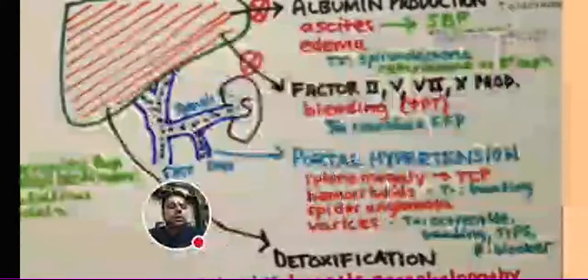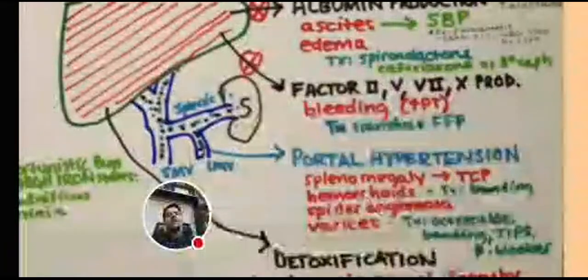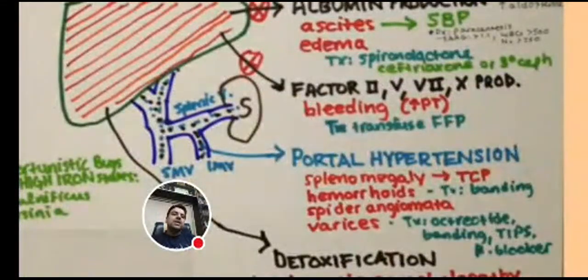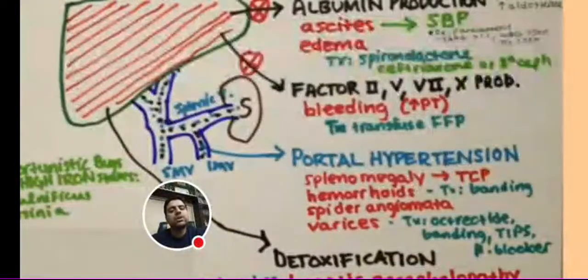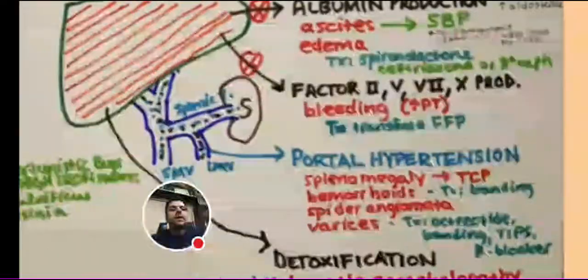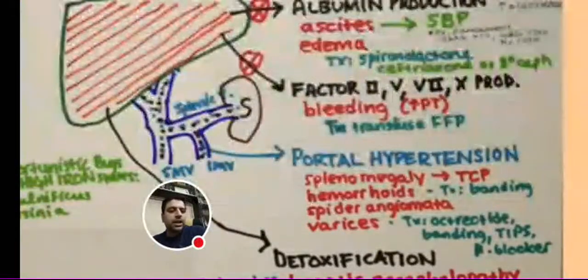Now, due to liver cirrhosis, portal hypertension develops, and it causes splenomegaly, and rectal hemorrhoids due to the inferior mesenteric vessels. Treatment is by banding. There are also spider angiomata on the skin. Esophageal varices we treat with octreotide, or we can give beta blockers, or we use the banding technique.